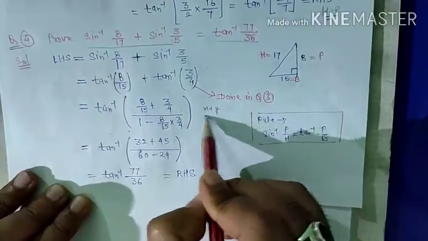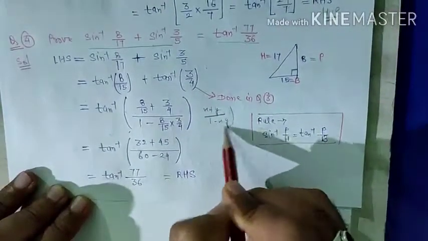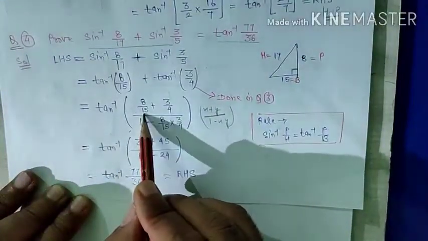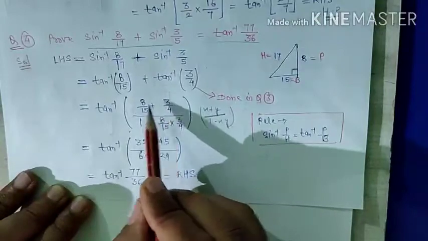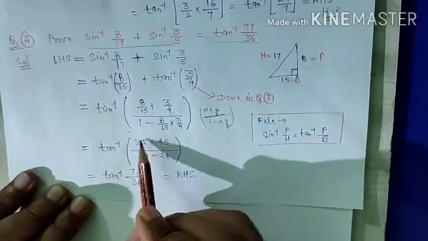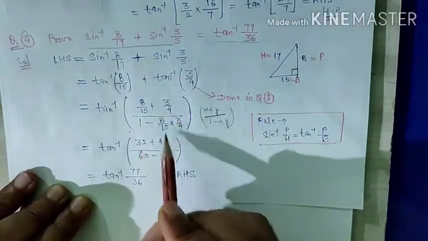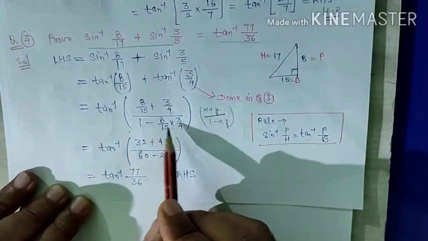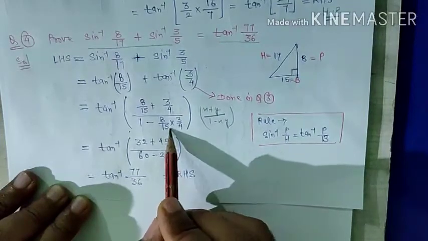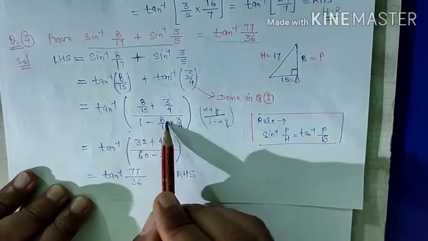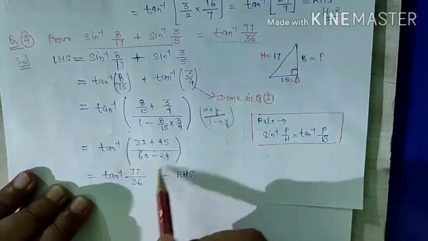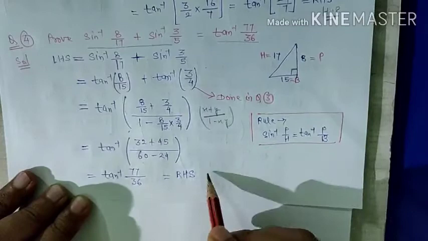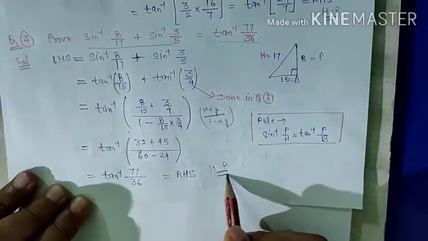Tan inverse of x plus y upon 1 minus xy. So 8 by 15 plus 3 by 4. If I take LCM, 8 4s are 32 plus 45 upon 15 4s are 60, and here also I will get 15 into 4, 60, as LCM. So 15 into 4 is 60 minus 24. If I simplify this again, I'll be getting tan inverse 77 upon 36. This is RHS, hence proved.